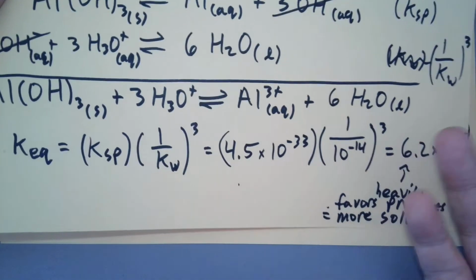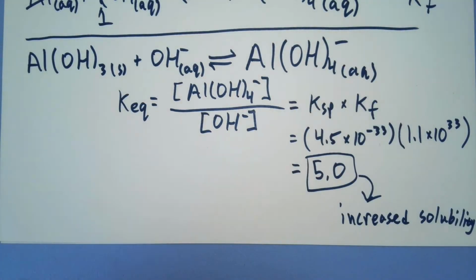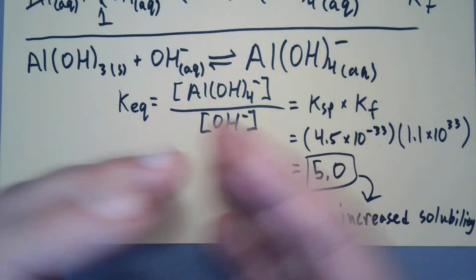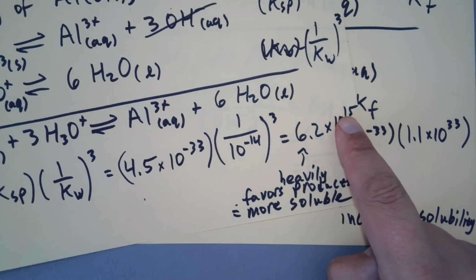Acid. The answer is acid. So the base works, which is weird, but the acid's going to be more effective if you're really trying to dissolve a lot of it, because the K value is much, much larger.